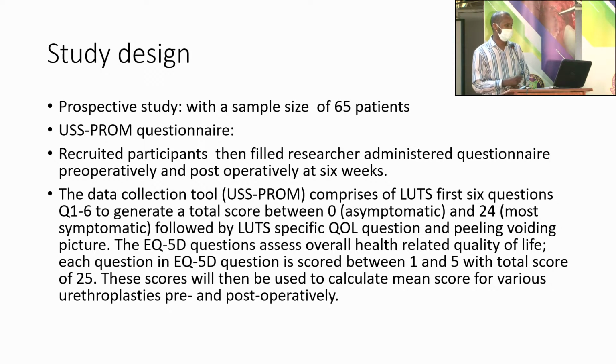The data collection tool, which we call the USS-PROM, has mainly 3 domains. The first domain is the lower urinary tract symptom domain, and it has 6 questions, and the score is between 0 to 24, 0 being asymptomatic and 24 being the most symptomatic. In the quality of life domain, we use what we call an EQ5D, and it has 5 sets of questions, scored between 1 and 5 with a maximum score of 25. The other domain was the overall satisfaction of the patients with the procedure.